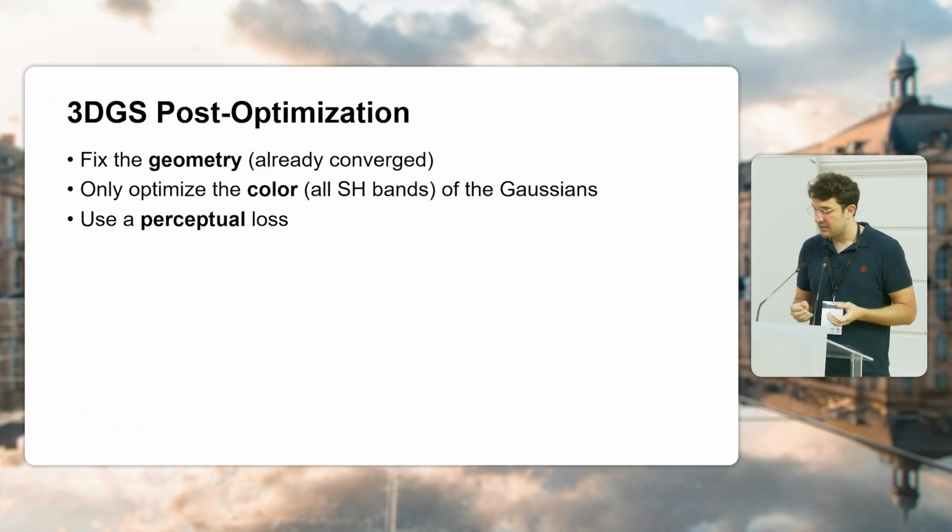And the main thing here is that we can fix the geometry of the object and the target scene because they are already converged. And we only need to optimize the color of the Gaussians. That stabilizes the geometry quite a bit. And we can use a perceptual loss instead of L1 and SSIM because a perceptual loss focuses on higher level details of the image rather than the pixel-wise differences. So there's less risk of averaging out the inconsistencies.